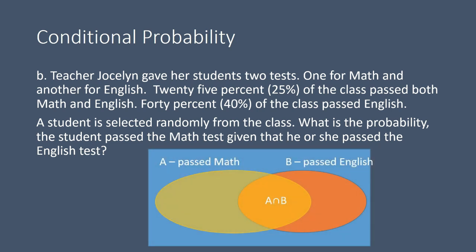Again, this is how we describe it using Venn diagram. Let A be the event the student passed math. B, the event when the student passed English. So this is A intersection B, the event when the student passed both quizzes. So we are looking for the probability the student passed math given that he or she already passed the English tests. Okay, so this is P of A given B.